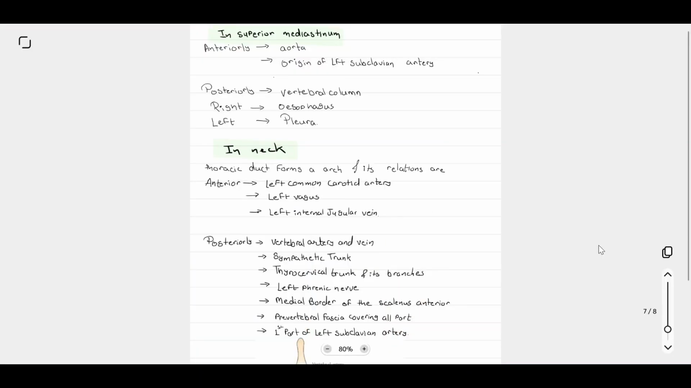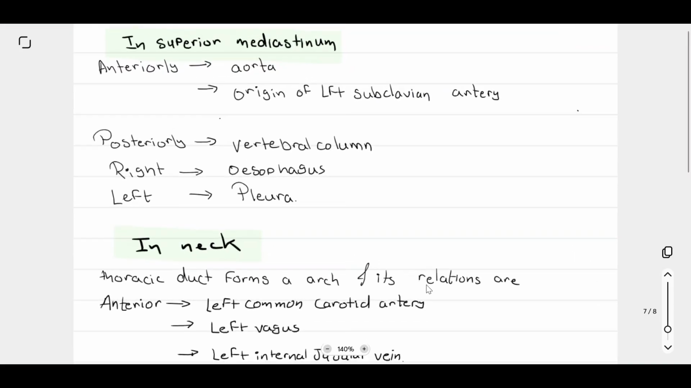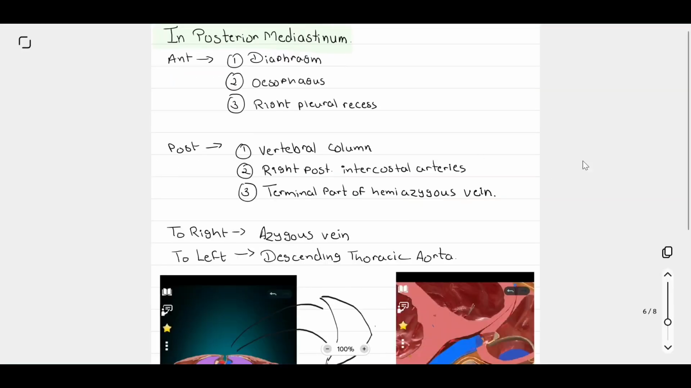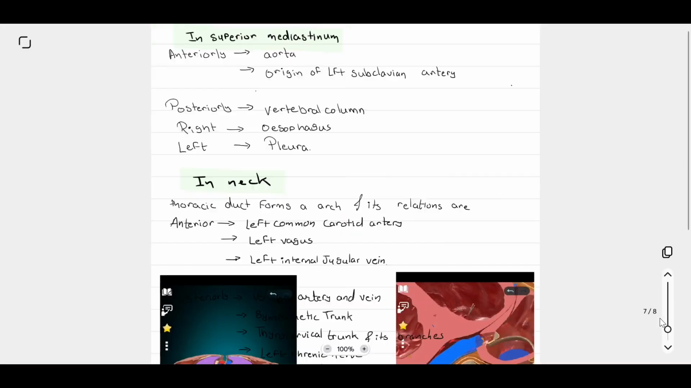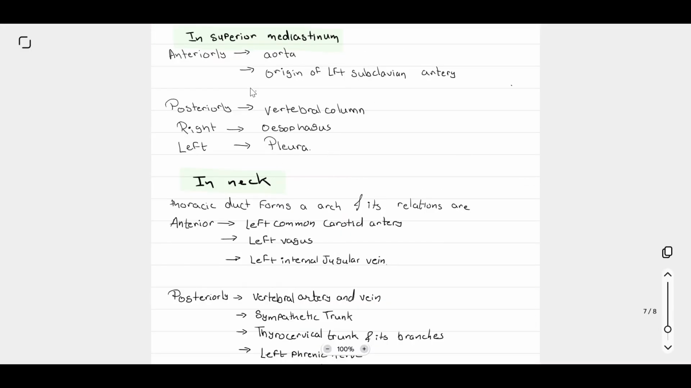Now in the superior mediastinum, in the same way you will be doing the relations of the superior mediastinum. Anteriorly I have the aorta and the origin of the left subclavian artery. Posteriorly I have the vertebral column.